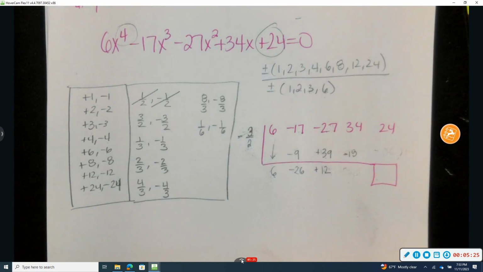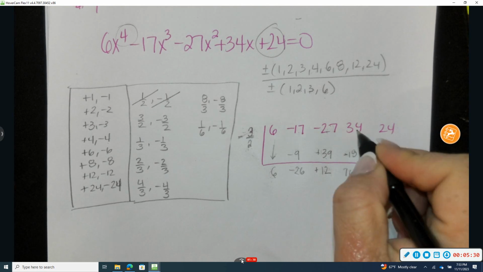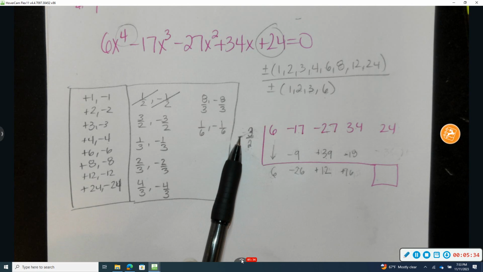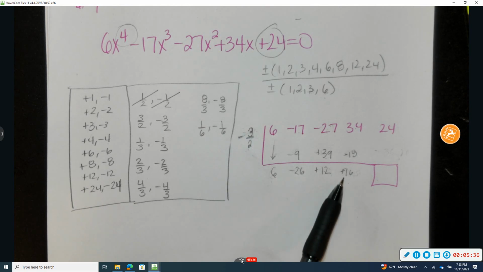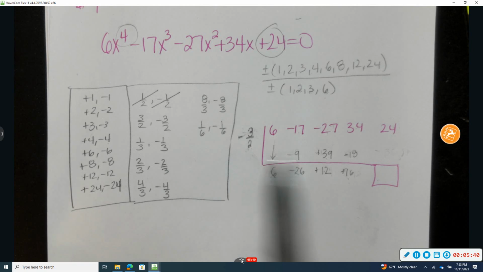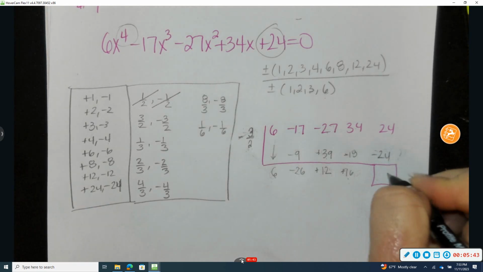Now 34 and negative 18, they're different signs. I'm going to subtract them and keep the sign of the larger number, which is positive. All right, okay, so I'm going to take a negative 3 times 16, which is negative 48. And then take negative 48 divided by 2, I get a negative 24.